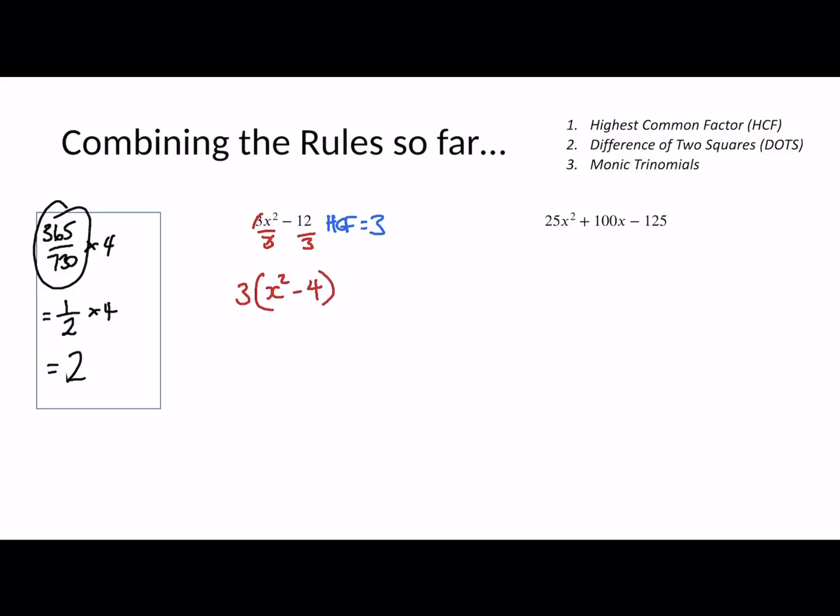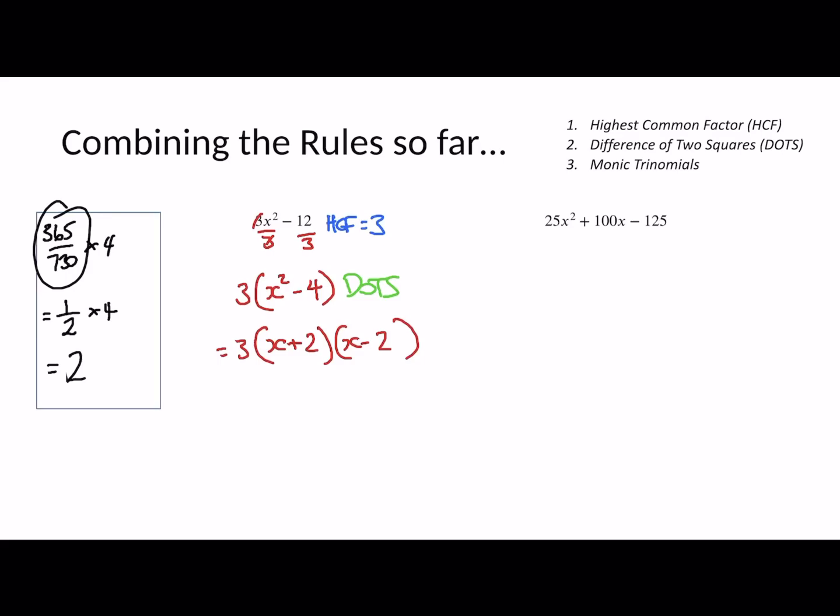Now in the brackets, we have a difference of 2 squares, a pure one. So we'll leave that 3 there, write the brackets. Now to do difference of squares, we write our 2 sets of brackets. Square root of the x squared is x, and x, one's a plus, one's a minus. Square root of 4 is 2 and 2. Done. Looks much neater than 3x squared minus 12.